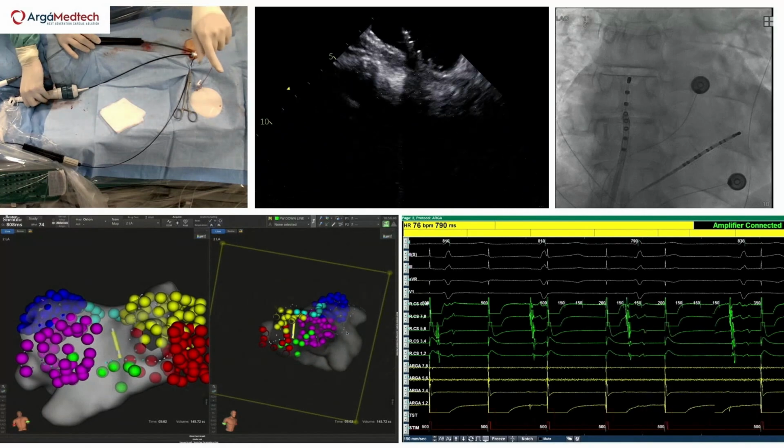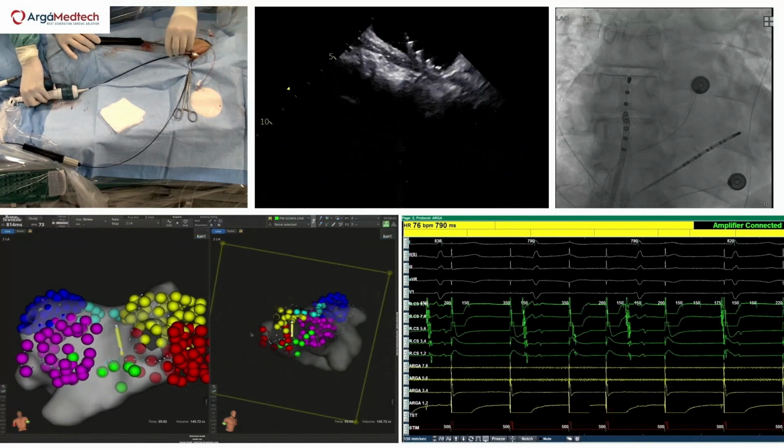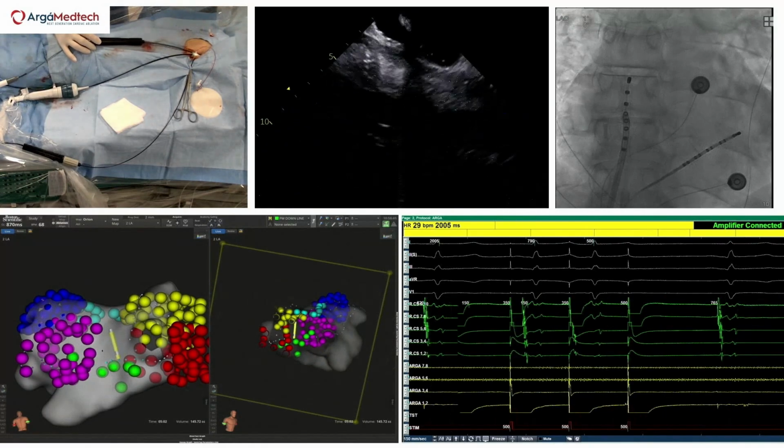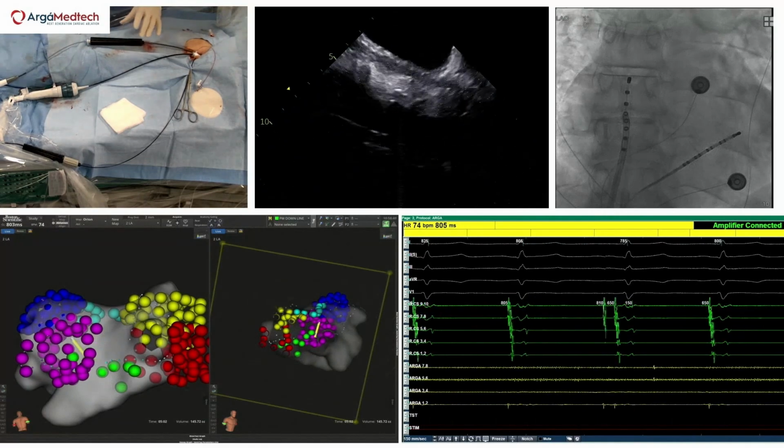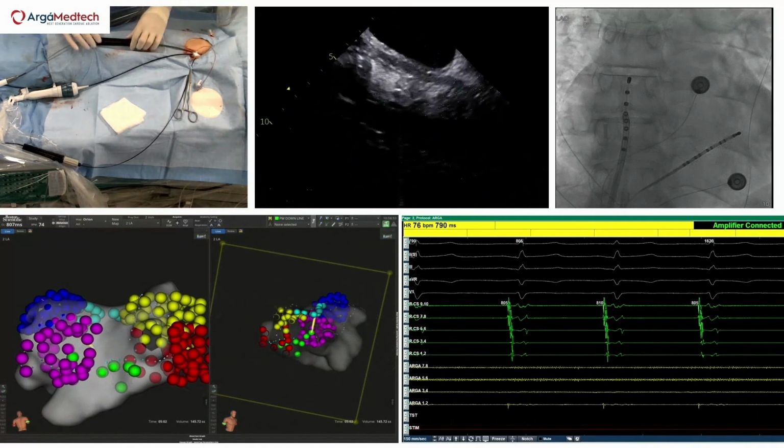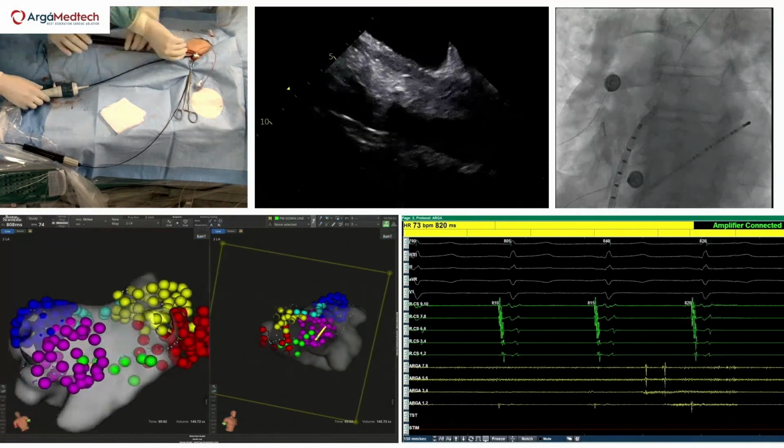However, only the signal is bad, okay? No capture. Good. Let's switch. So no capture here. Let's switch to CTI ablation. Do we have any questions here? This is more like a box lesion.